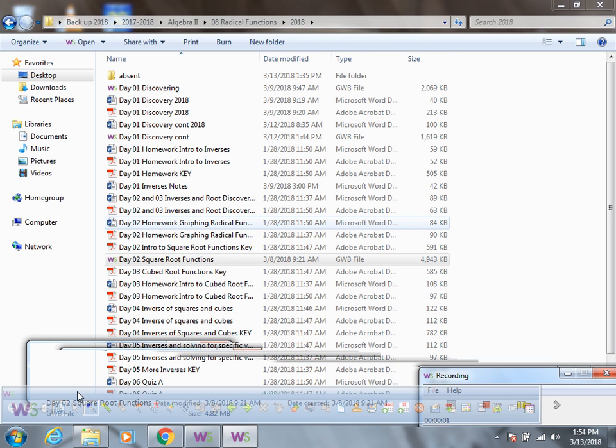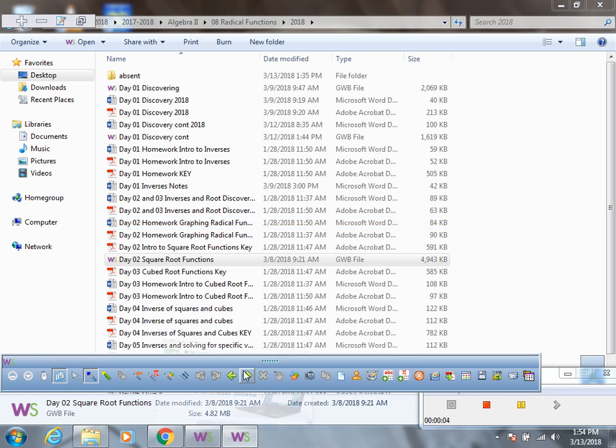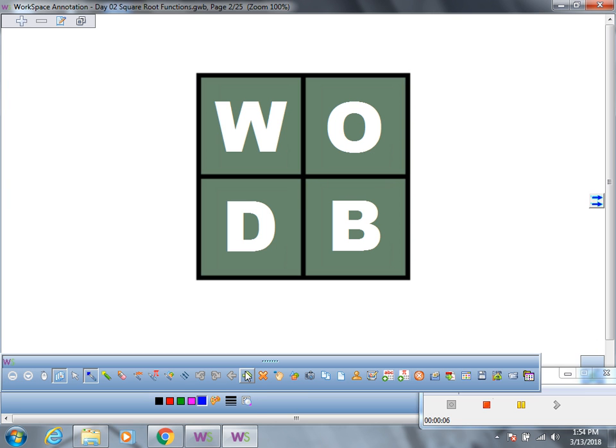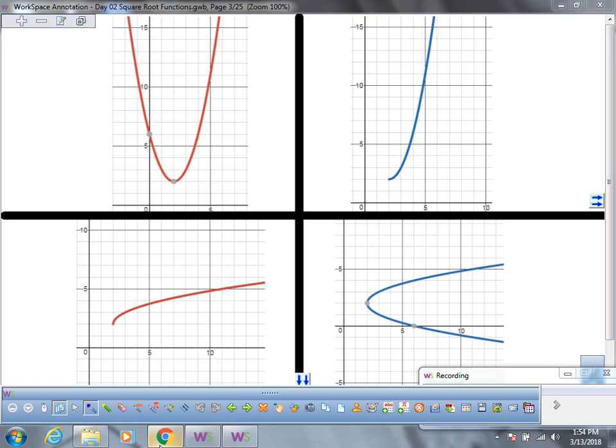Okay, recording. So, today we're going to further our discussion about inverses. Why don't we look at this for just one second? I'm having a really hard time with that. Which one doesn't belong?